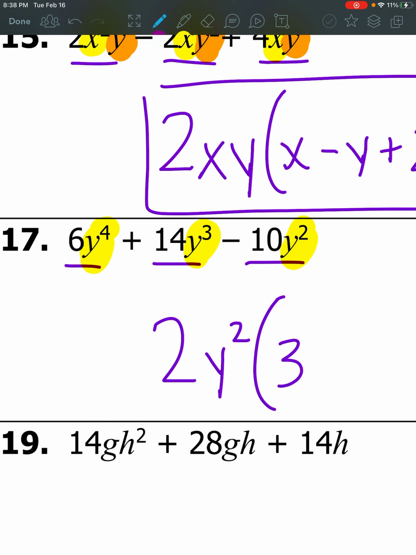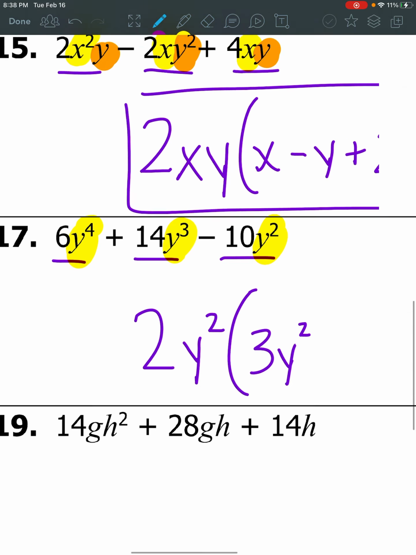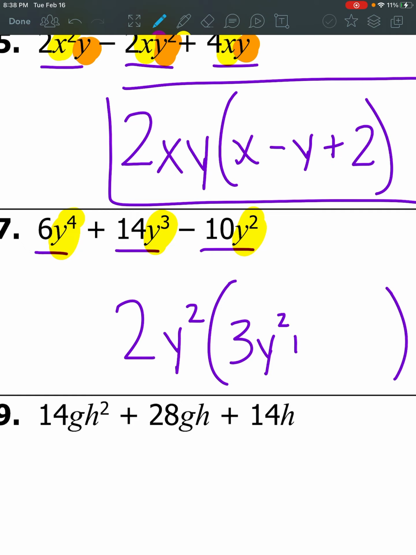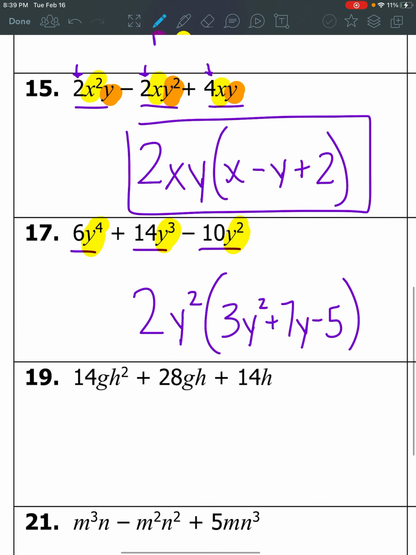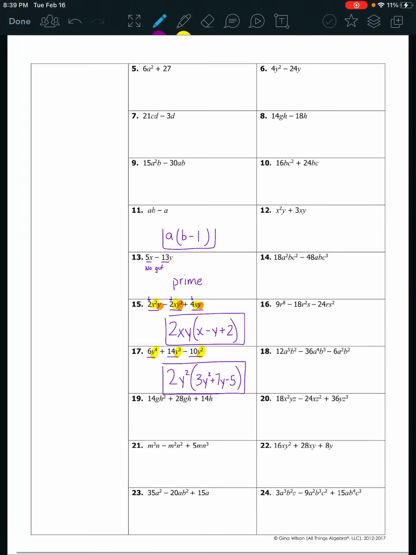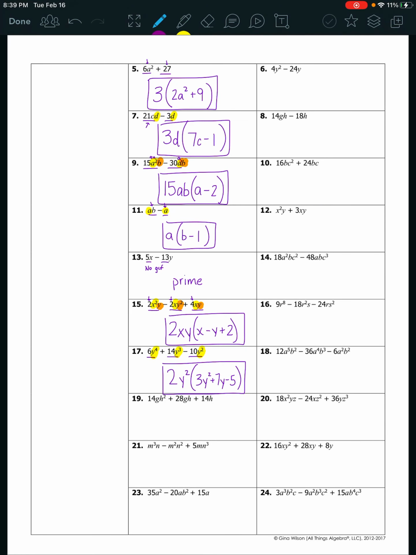6 divided by 2 is 3. Y to the fourth divided by y squared is y squared. 14 divided by 2, so we get 7. Y cubed divided by y squared, we get 1y left over. And 10 divided by 2 is 5. Y squared divided by y squared, they cancel out. So distribute it back. 6y to the 4th plus 14y cubed minus 10y squared. It works out. So if you check your work, you should know if you're getting these correct or not.